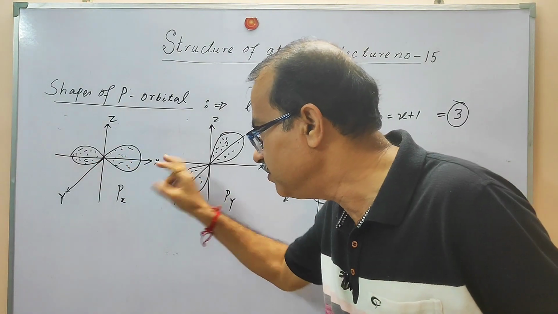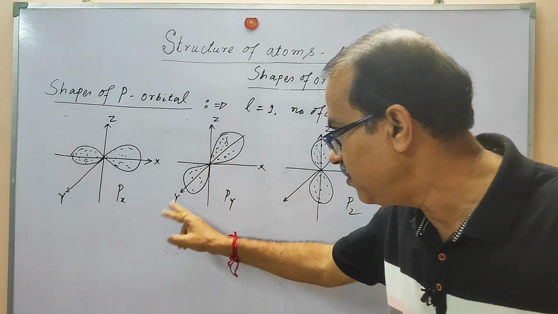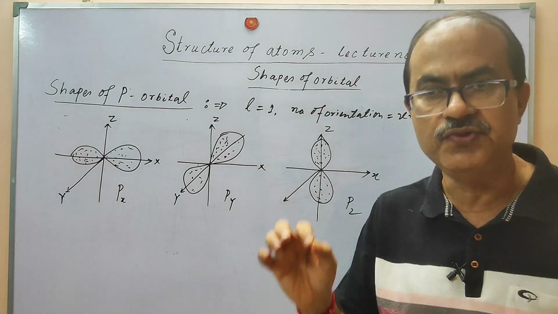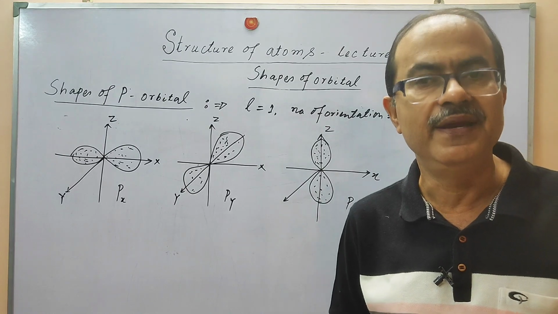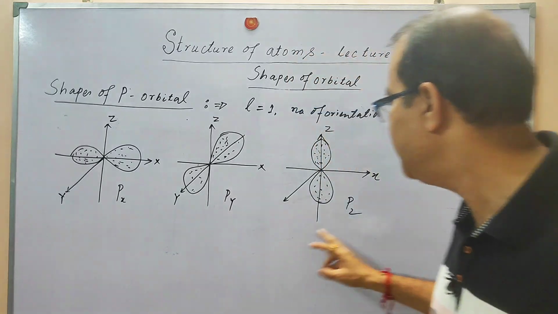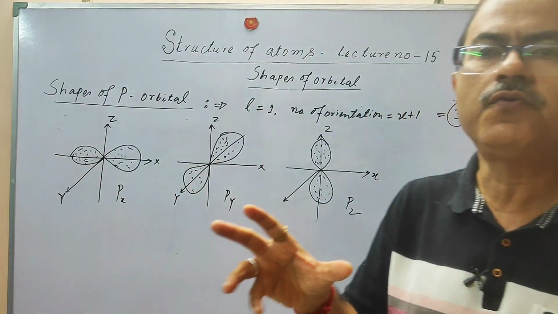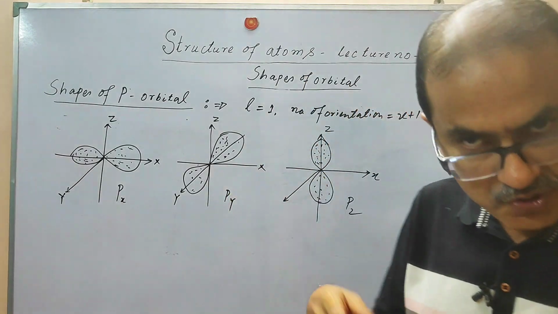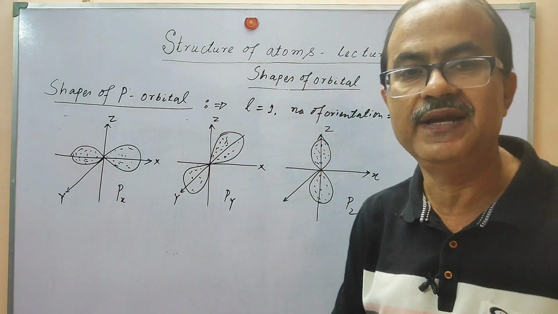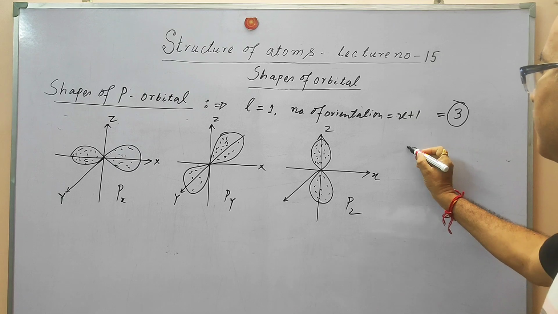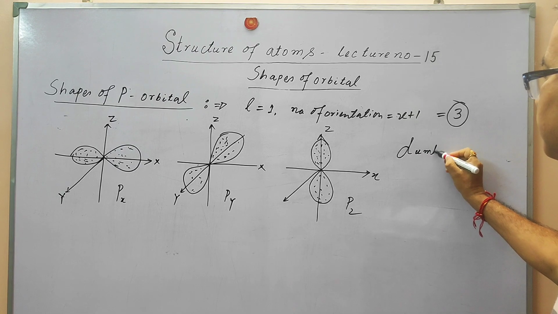One is oriented along the x-axis, another is oriented along the y-axis, and the third orbital is oriented along the z-axis. Depending on which axis, which direction, the probability of finding the electron is maximum. So this is the meaning of px, py and pz. Px means the probability of finding the electron will be maximum in the x direction. Py means the probability of finding the electron will be maximum in the y direction, and like this in the z direction.